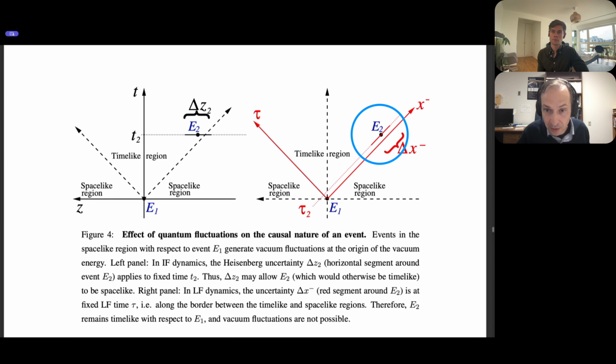It's immediate to see that you can never leak if you quantize along the constant light front time. You can never leak into the space-like region. And because you never leak into the space-like region, you don't get Z-graphs. And because you don't get Z-graphs, you don't get vacuum bubbles, vacuum loops. So this is not the original demonstration for why the vacuum is simple in the light front framework. But that's a very intuitive way to understand it. At least I find it intuitive.